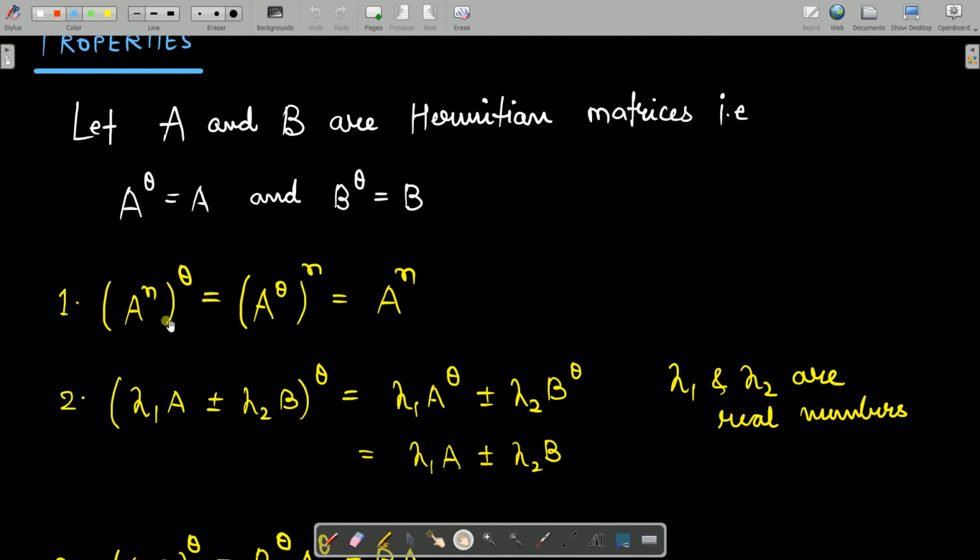The first property says that A to the power of n, whole to the power of theta, you can also write as A to the power of theta, whole to the power of n. Of course, we can exchange the powers, and we know that A to the power of theta is A. So in place of A to the power of theta we can write A, and the n remains as it is. Fine.